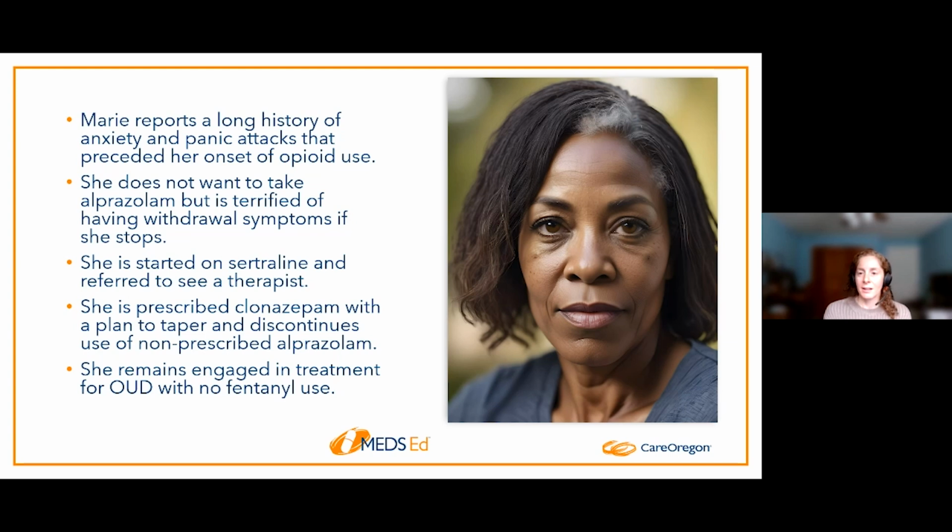Okay, all that being said, let's get back to Marie. So when you ask Marie about her experience, she reports having a long history of anxiety and panic attacks that long preceded her onset of opioid use. And she says she doesn't want to take alprazolam, but she's terrified of having withdrawal symptoms if she stops. She had a really hard time getting on buprenorphine. She had really bad opioid withdrawal. And she says, I just don't want to go through that again. I'm terrified of having that experience again. So you start her on a medication for anxiety, sertraline, and you refer her to see a therapist.